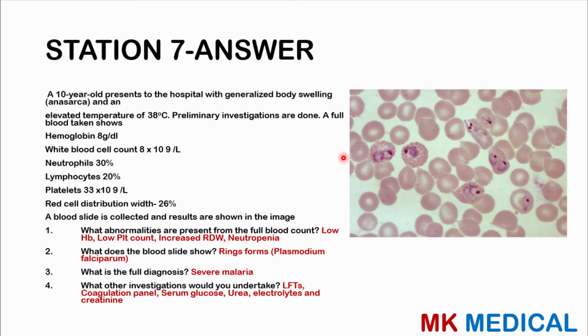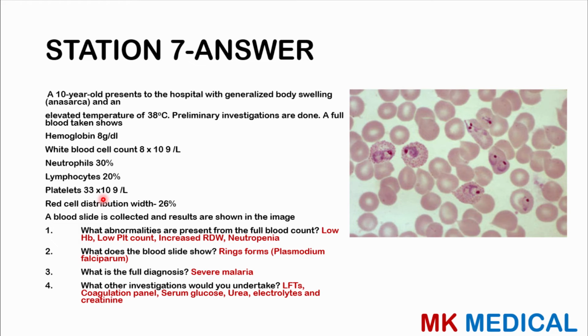And here comes the answer. So this child over here has a low HB. HB of 8 is low. They have a low platelet count. This is low. They have neutropenia, a decrease in neutrophils, as well as an increase in red cell distribution width.